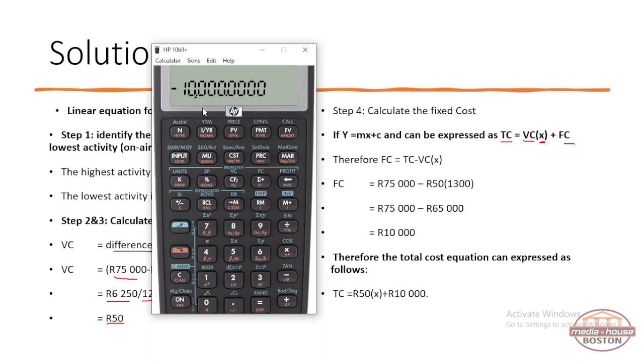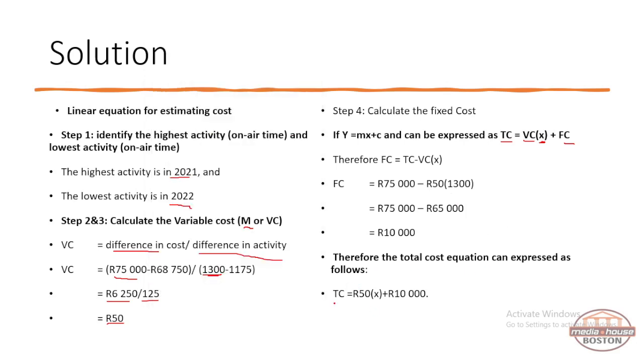So this will be the total cost for all of that. Meaning that this will be the cost we incur even without any airing of the show. Therefore, the total cost equation will be expressed as TC equals 50 rand x plus 10,000.